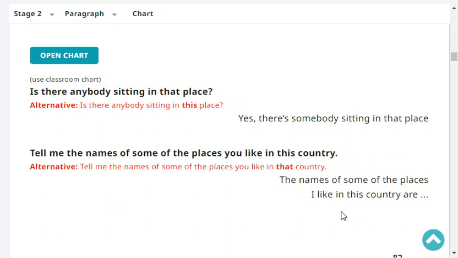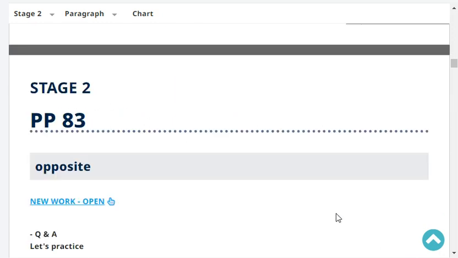Tell me the names of some of the places you like in your country. The names of some places I like in my country are Tokyo, Yokohama, and Okinawa. Okinawa, very beautiful place. Very good.